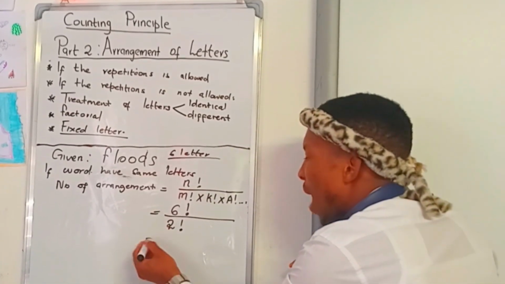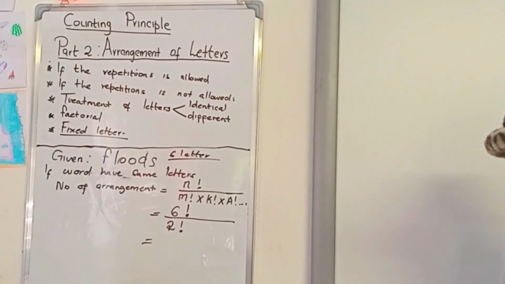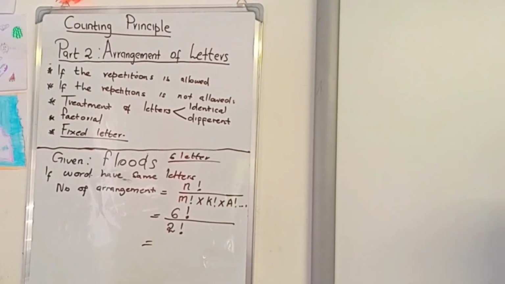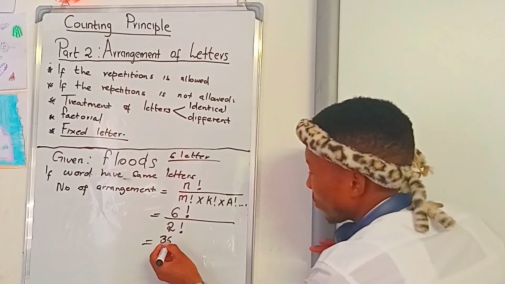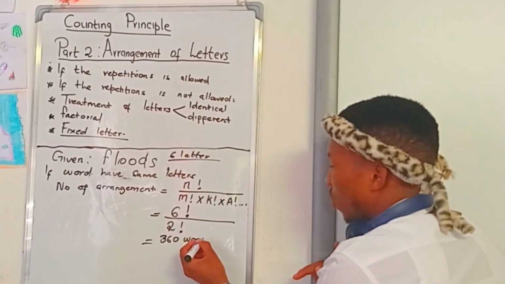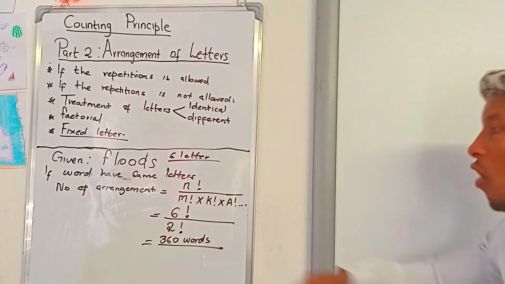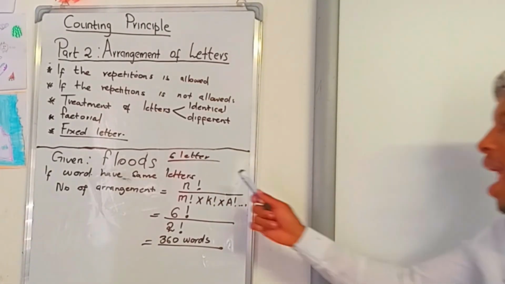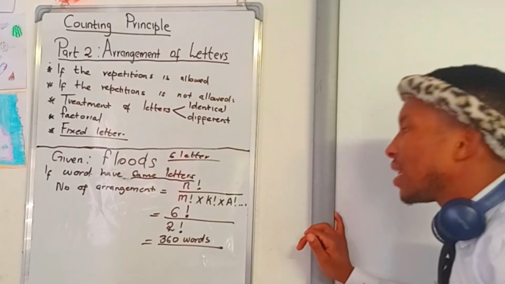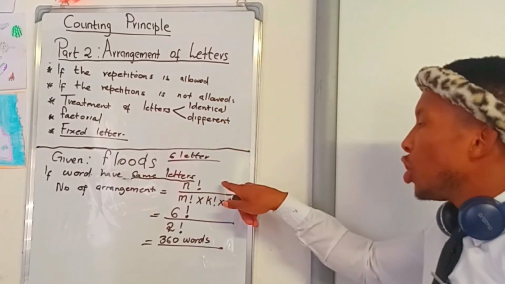Then after that, you punch your calculator. We have 6 factorial divided by 2 factorial. Then we get 360 word arrangements that are going to be formed. Therefore, we only use this formula if the word has the same letters, and the letters are treated as identical.